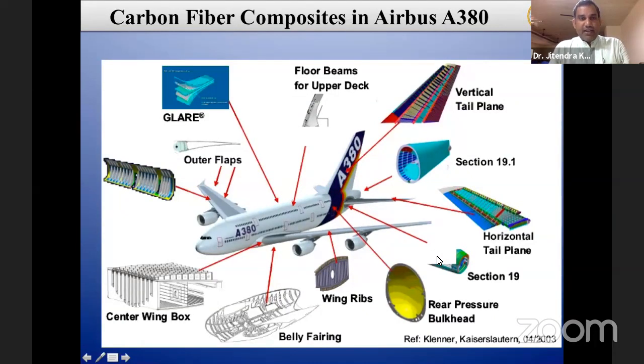And here you can see how the carbon fiber composite is used in the Airbus A380. So this is the picture of how they modified their aircraft by using composite material, because it is lightweight, and it has good strength and good stiffness. So various components are made up of carbon fiber composite.